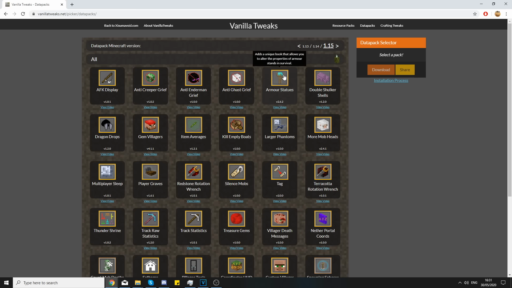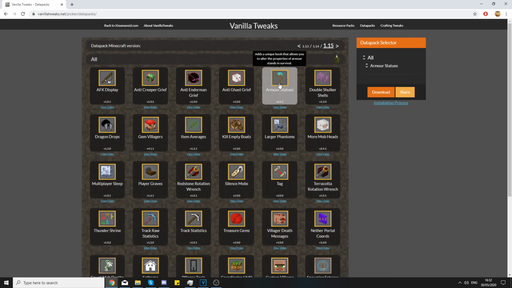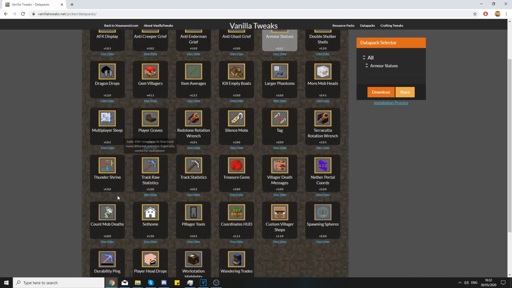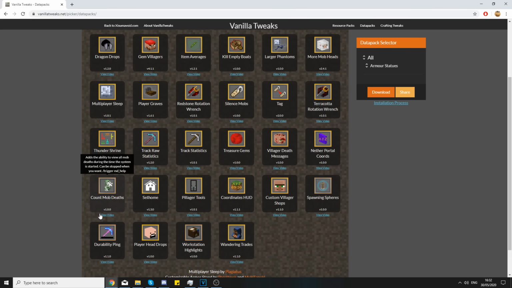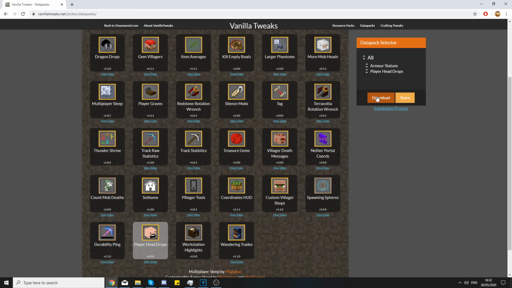And the one you want is this one. You can pick any of these, by the way. That's entirely up to you. It's your choice. You're allowed to do whatever it is you want to do. But this one is the one that you need, and I would probably pair it with player head drops. And then you just download them, okay?